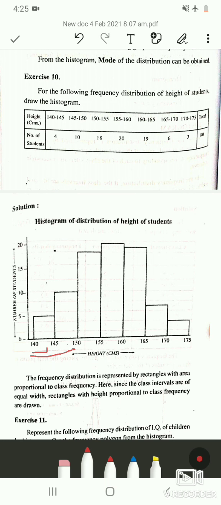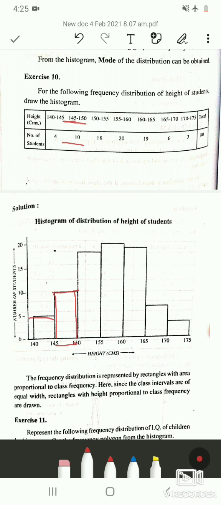So even the scale of x-axis is of your choice. For the class interval 140 to 145, draw a rectangular box with height proportional to the class frequency given, which is 4, which will be somewhere here. To this rectangular box, join the next rectangular box with the height 10, that is for the class interval 145 to 150. Number of students is 10, which is here.